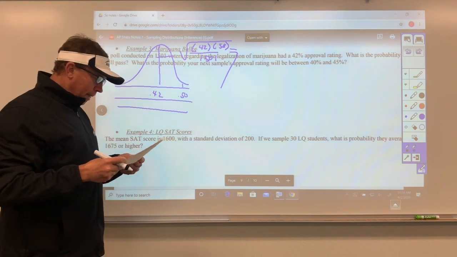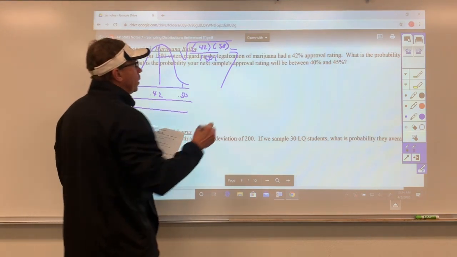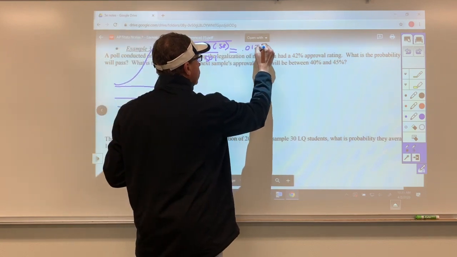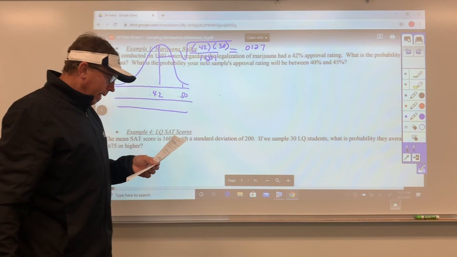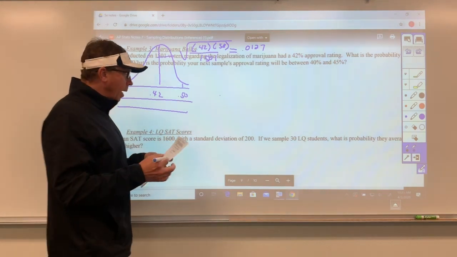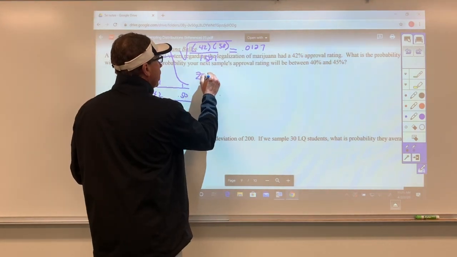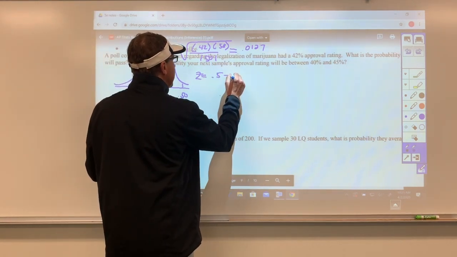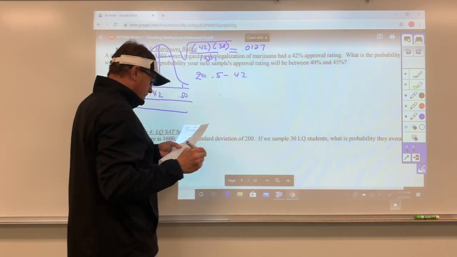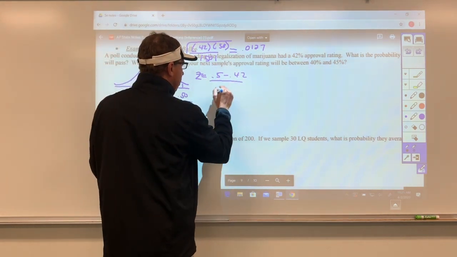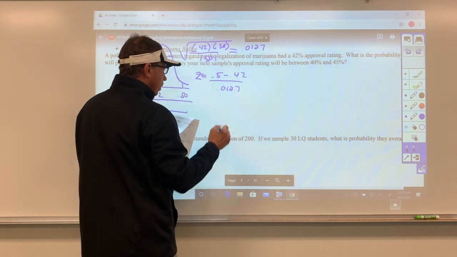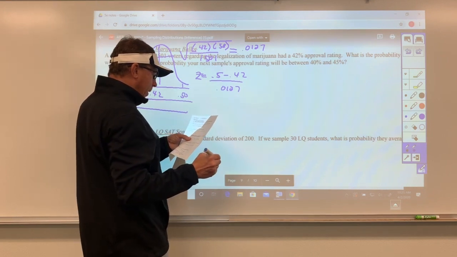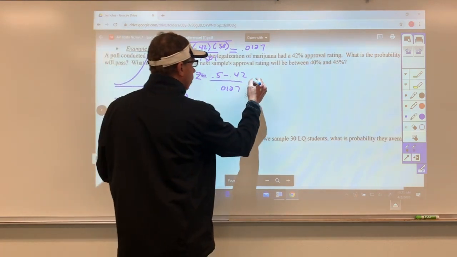Okay? And that is 0.0127. Okay? Now to get a z-score on that, I'm going to go ahead and do that. The z-score will be 0.5 minus 0.42, okay, divided by 0.0127. And that comes out to be 6.30.